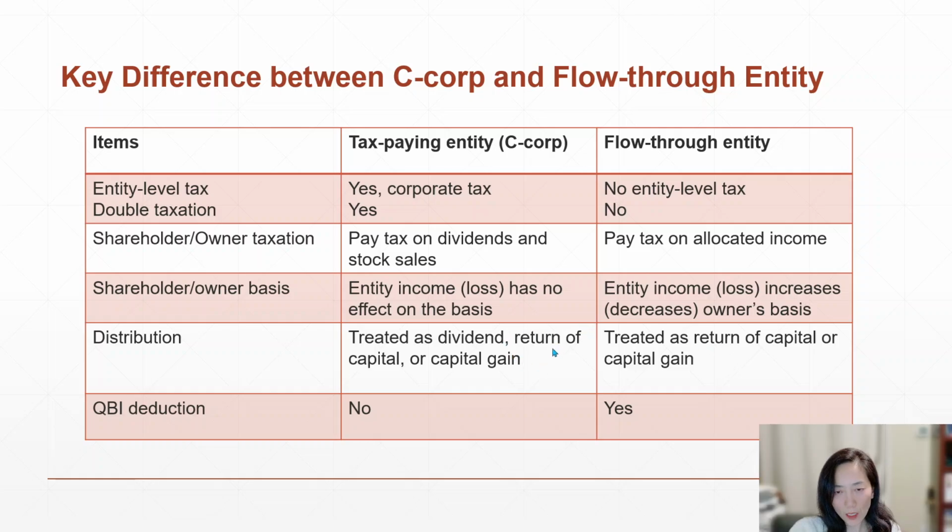And from a distribution perspective, the distribution will be treated as either a return on capital or capital gain. Really, there's no dividend applied in this case. And the QBI deduction is available to the business owners for the flow through entity. So at the beginning you may not see why there's such a difference, why the different implications apply for those entities. But once we get into the chapter, you will learn more, and we'll have a deeper dive on those topics.